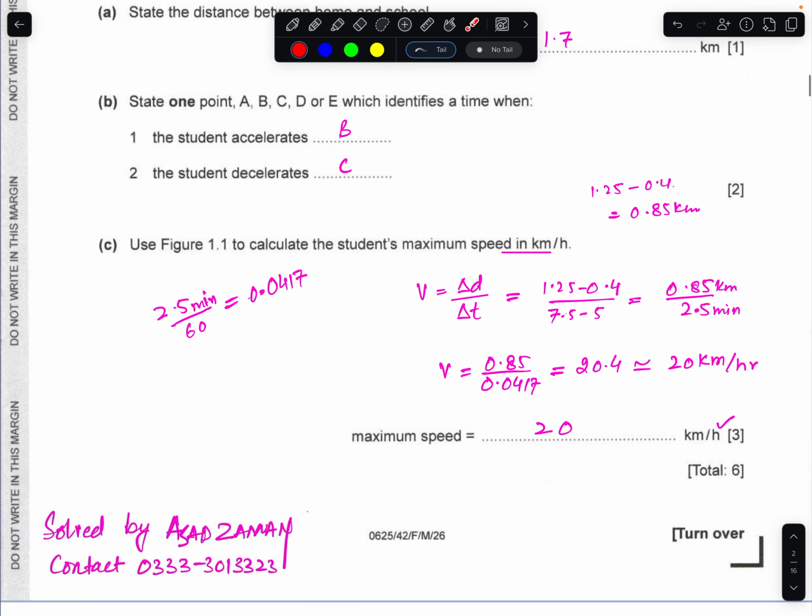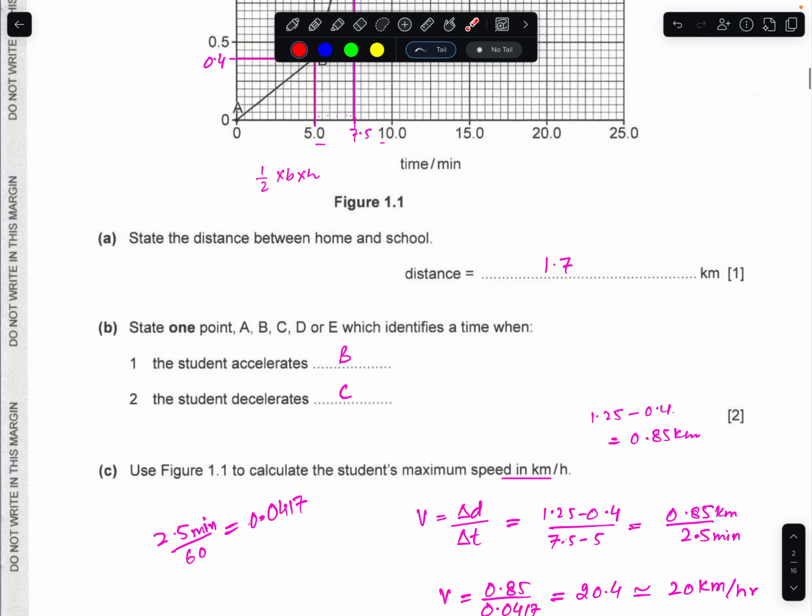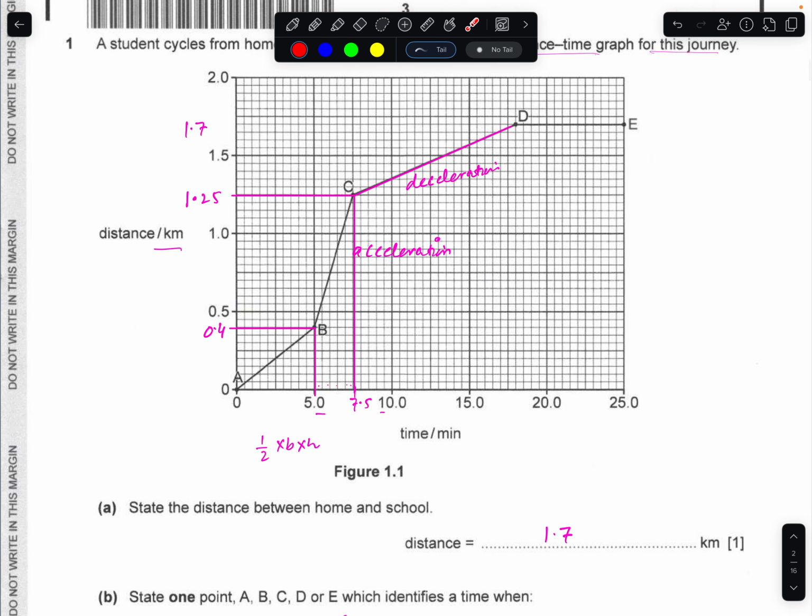Okay. Part C, use figure 1.1 to calculate the student's maximum speed. For maximum speed, you can calculate the gradient of the graph. You can use this formula: change in distance over change in time. So for this, we are about to calculate this part, which is the steepest one. From the steepest part of the graph, we are calculating the maximum speed, because this is representing the acceleration. And these are the points from where we can take the time difference, which is 2.5, and the total distance covered is from 0.4 to 1.5.